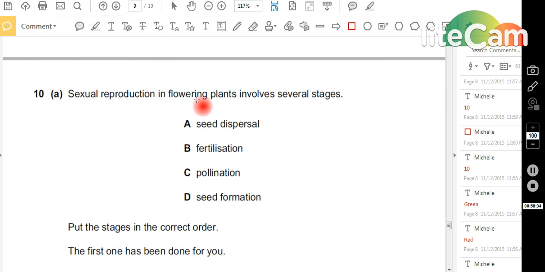Sexual reproduction in flowering plants involves several stages.